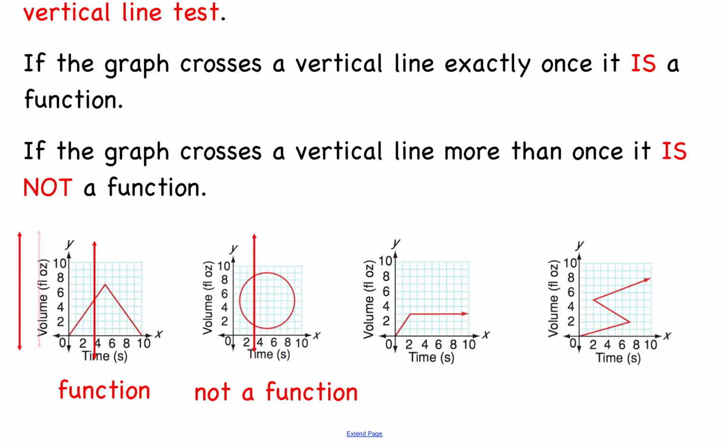How about the third one? If we take a vertical line on the third one, it looks like that one's only going to cross once no matter what we do, so that one is definitely a function. And finally, the last one, you can see that if I put it over here to the left, it only crosses once, but once I get over into this area, we've got it crossing 3 times. So that's definitely not a function. So that's one of the ways to determine if something is or is not a function.